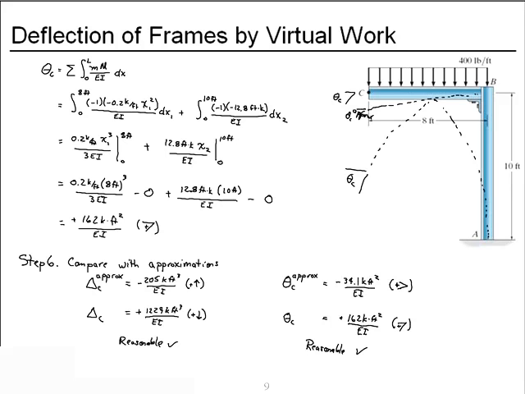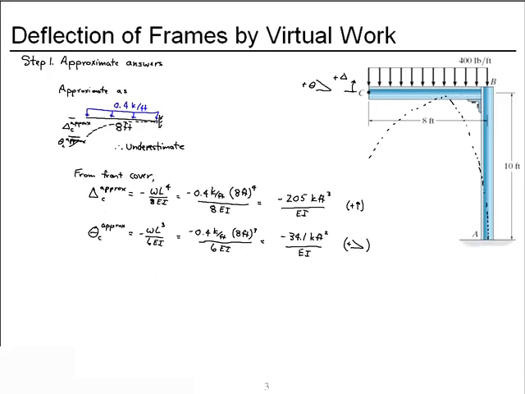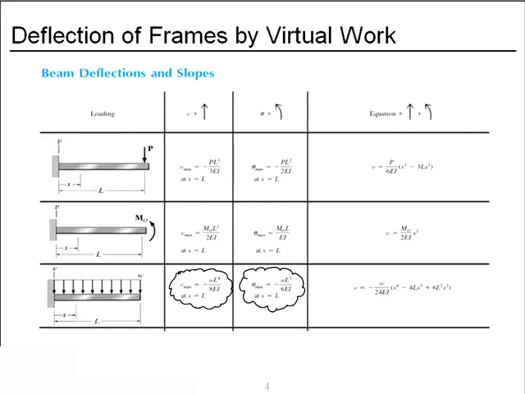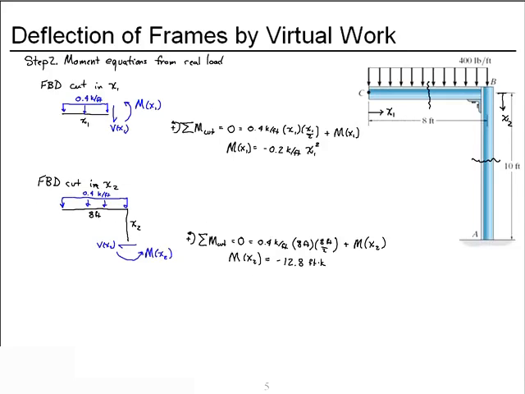Now let's go back and review the process we followed. We started by approximating our answers for vertical displacement and slope at point C, because we want to have something to help us evaluate the reasonableness of our virtual work predictions at the end. To do that, we used formulas from the front cover of our text. We were then ready to begin the virtual work process.